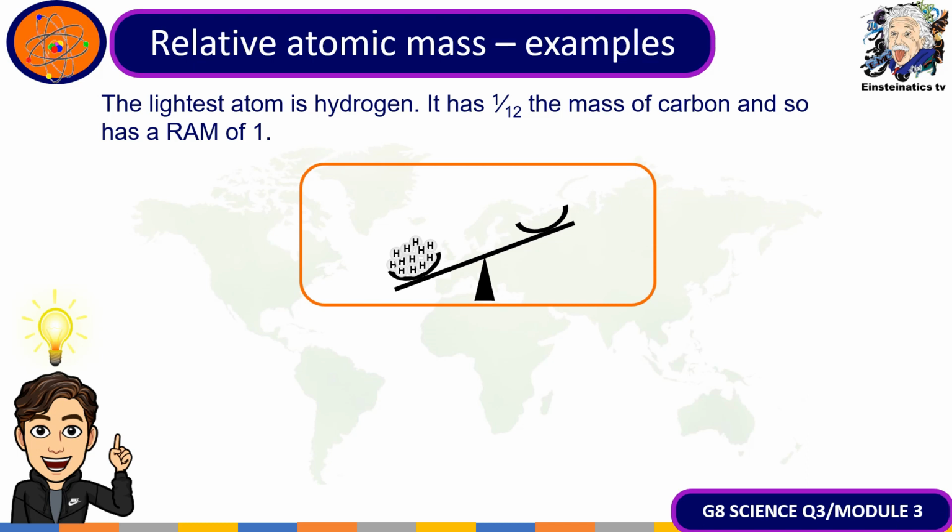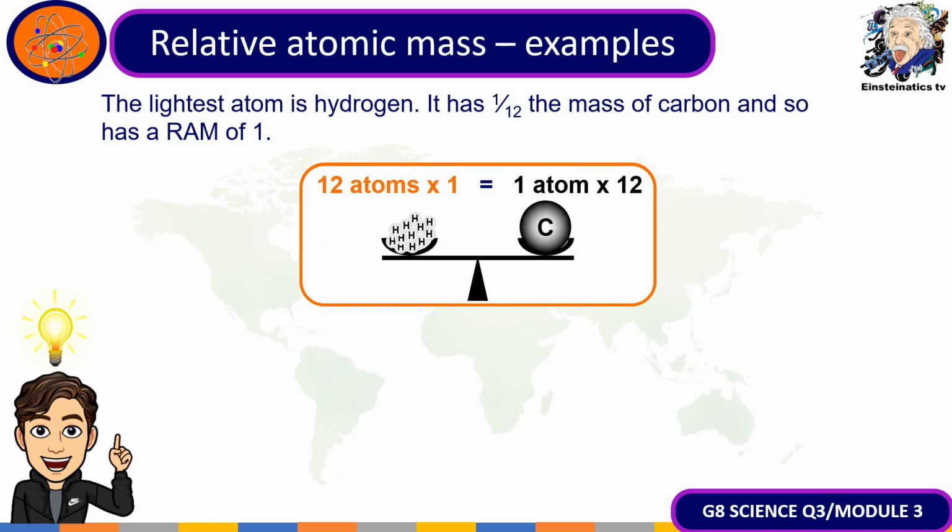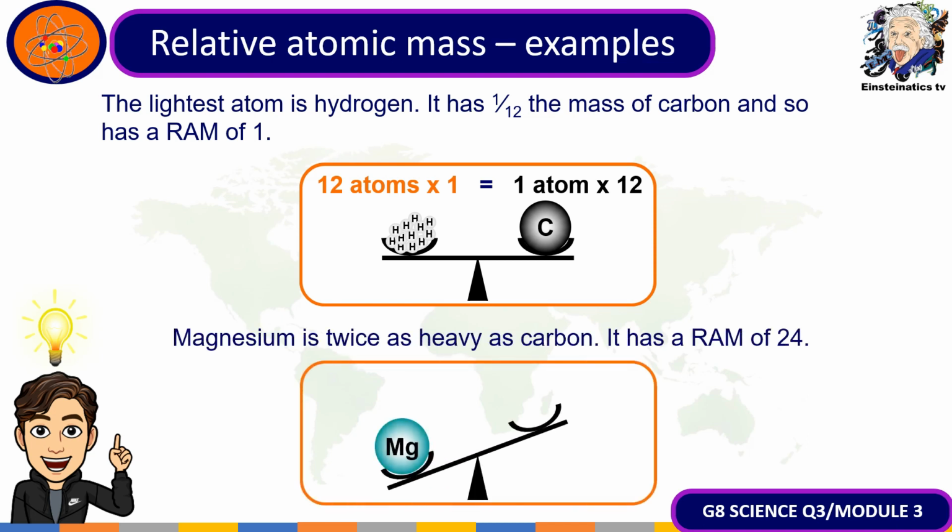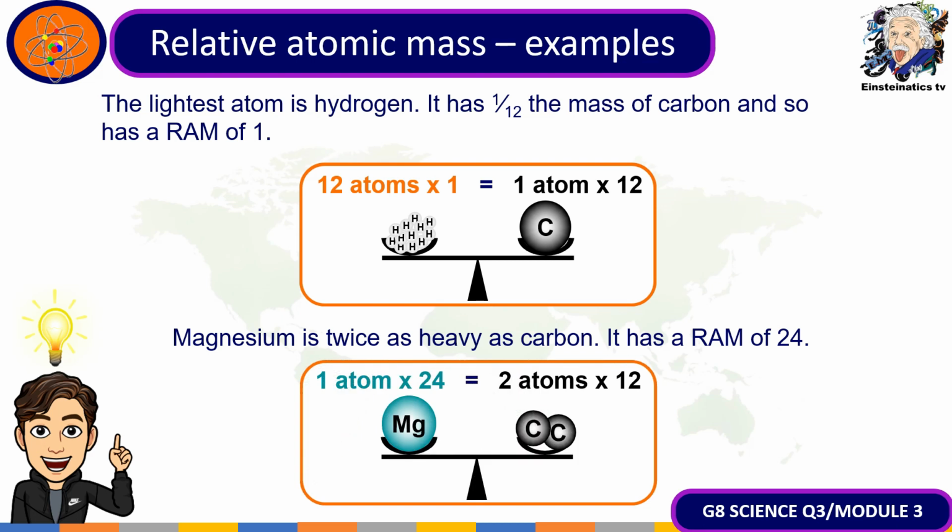It has 1/12 the mass of carbon, and so it has a RAM or relative atomic mass of 1. So, 12 atoms times 1 is equals to 1 atom times 12. On the other hand naman, magnesium is twice as heavy as carbon, so it has a relative atomic mass of 24. So, ibig sabihin, 2 atoms of magnesium times 12 is equals to 24.